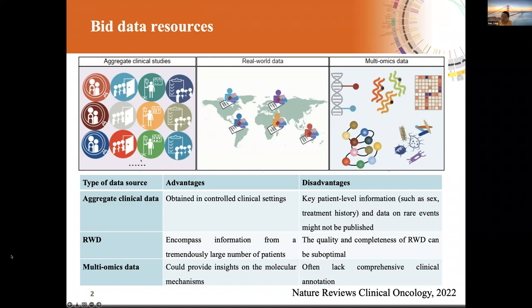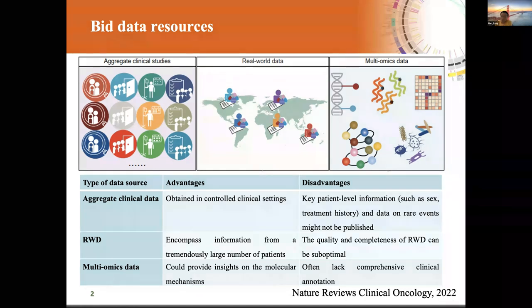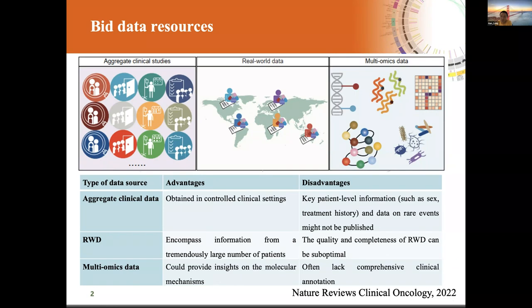The real-world data is information from a tremendously large number of patients, from electronic health records. However, the quality and the completeness of the real-world data can be suboptimal, because this is real-world data. Sometimes the physician scientists submit that information, and sometimes the patients themselves submit the information.